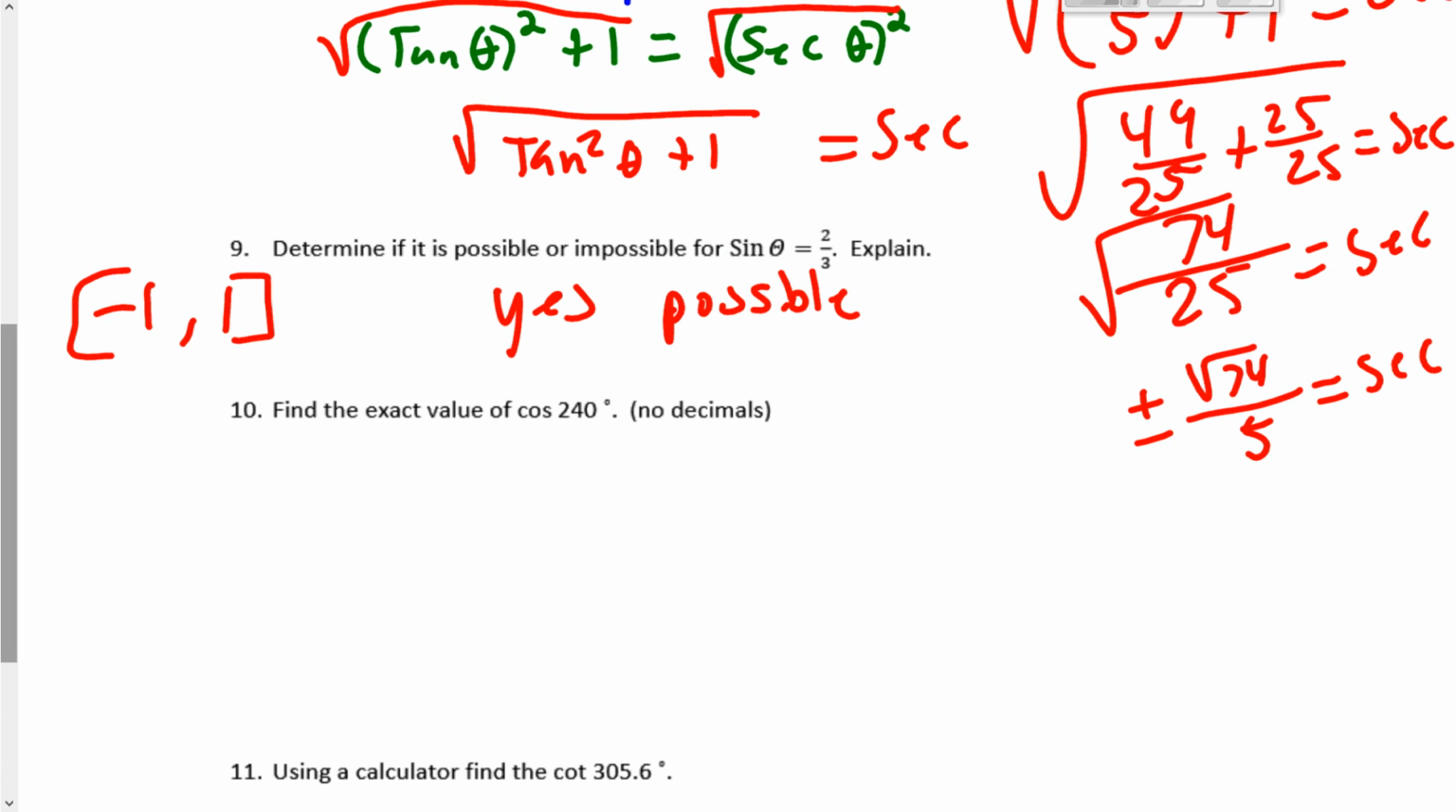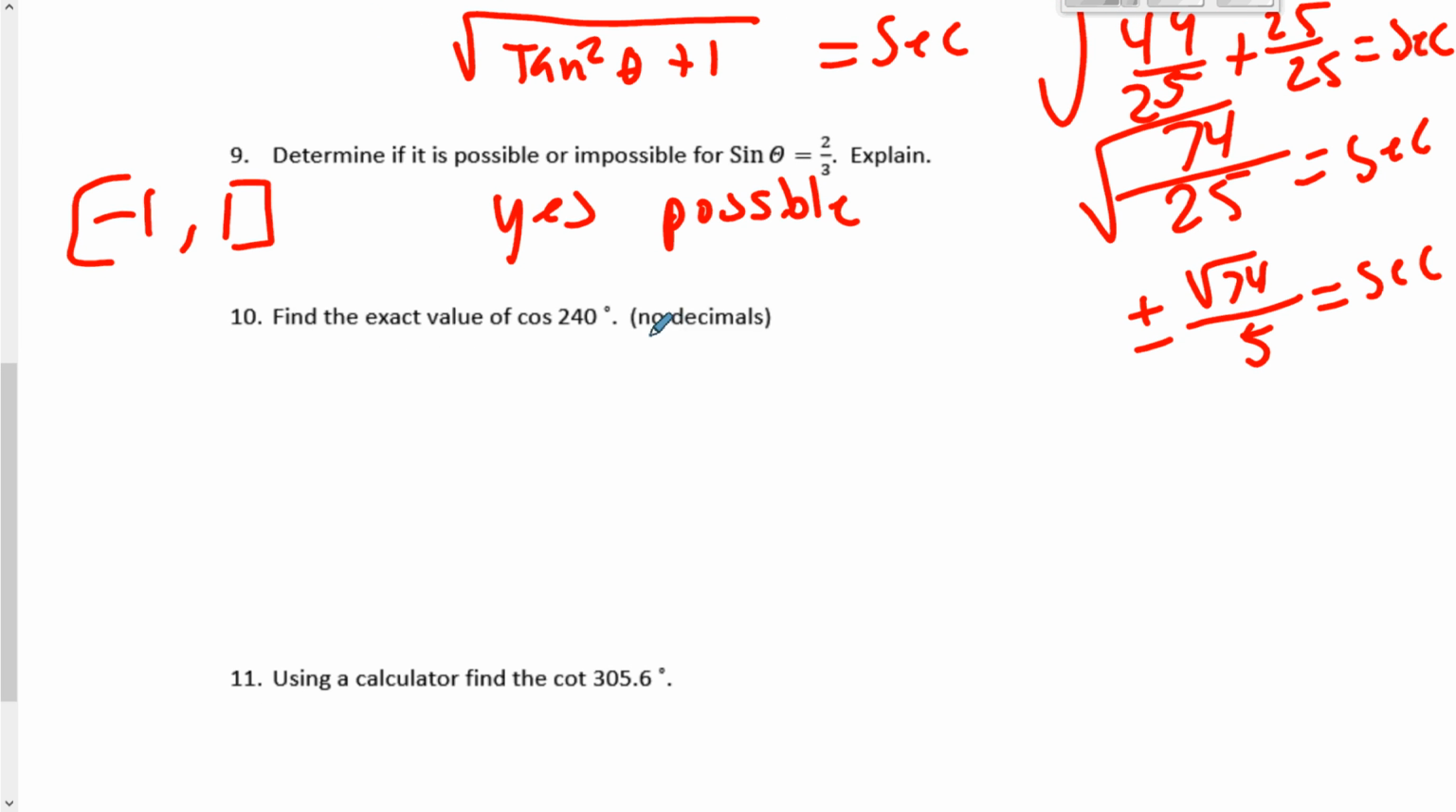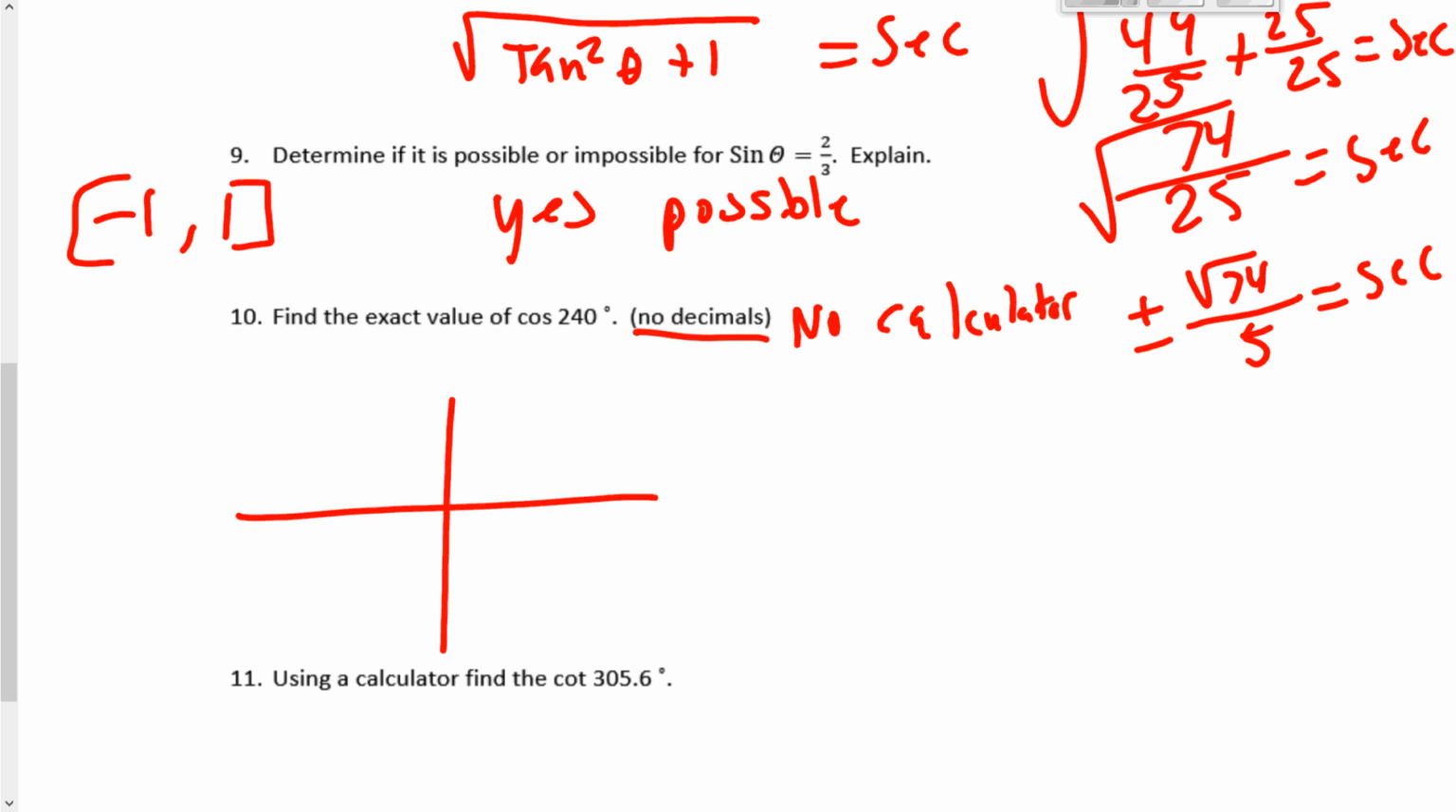Now find the exact value of cosine of 240. So several ways you can do this. When it says no decimals, that means no calculator. So no calculator. Okay. So here I want to take cosine of 240, which you can use to figure out which quadrant it's in. All right, so 240 is down here. So what's cosine over here in the 3rd quadrant? So down here, quadrant 3.